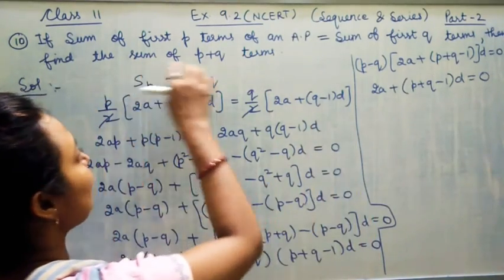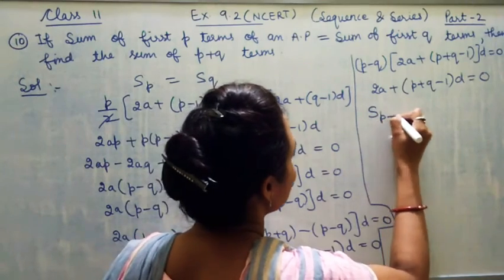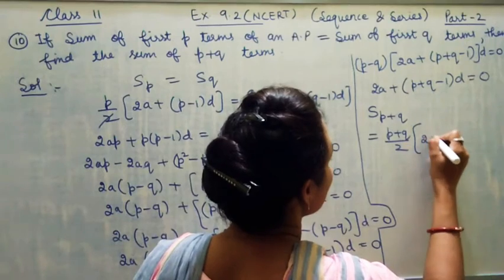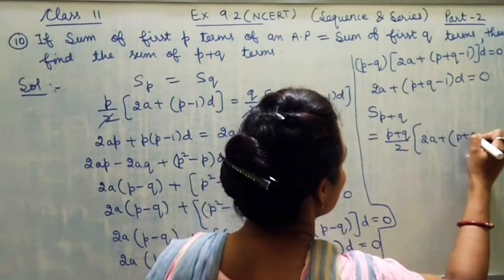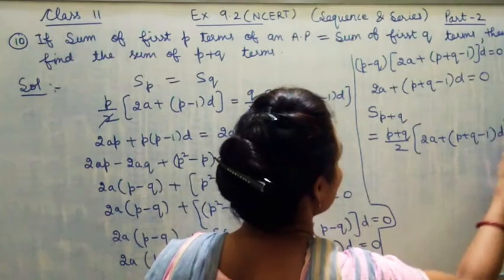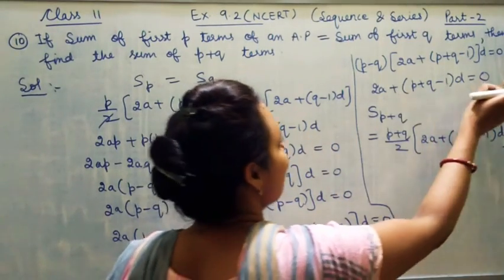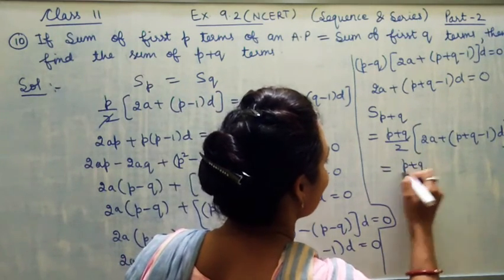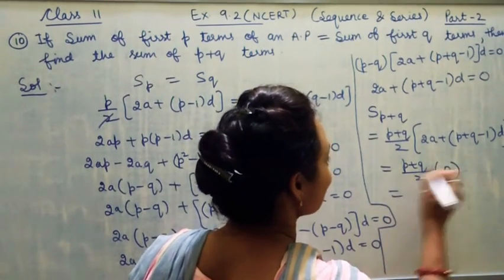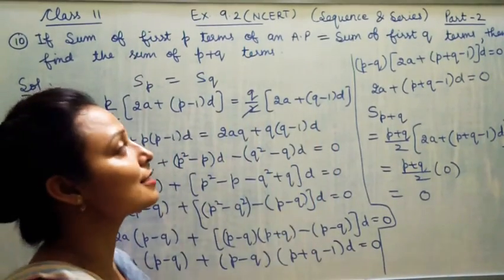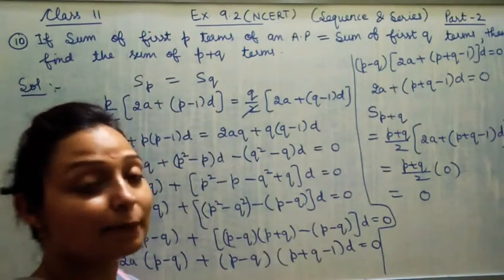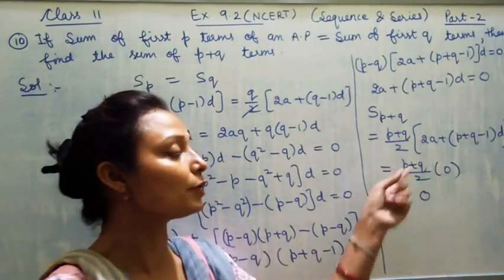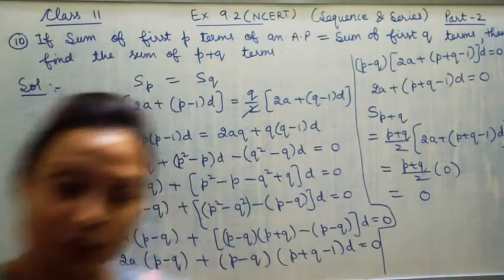Now I will find the sum of p plus q terms. The sum of p plus q terms is (p plus q) divided by 2 times (2a plus (p plus q minus 1) into d). Now I will put the value 0 here: p plus q upon 2 into 0. 0 into something is 0. So the sum is always equal to 0, because the above quantity is equal to 0. Now come to the next question.